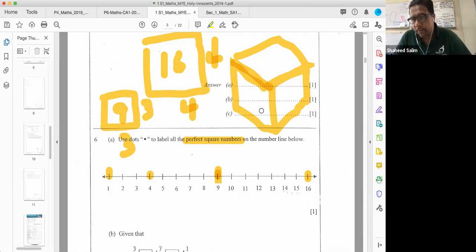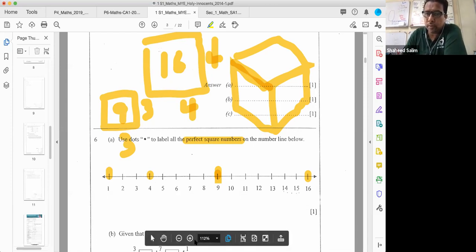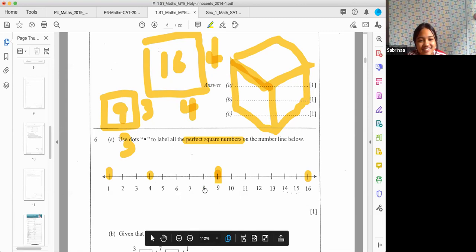Okay, cannot, then we'll pass the ball to Sophia. Okay, Sabrina, save them. What's your answer? Perfect cube can be cube rooted. I think it's 8, yes, 8 and 27. The next one is 27, so it's not here.